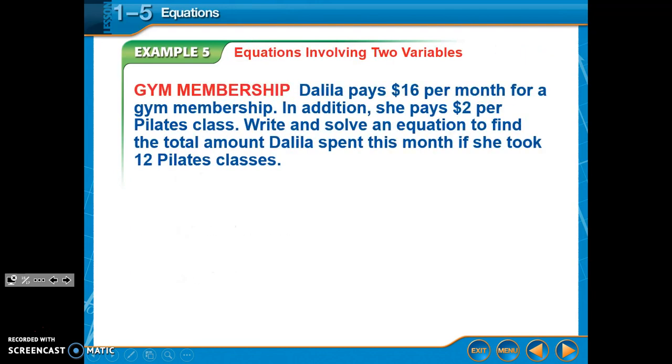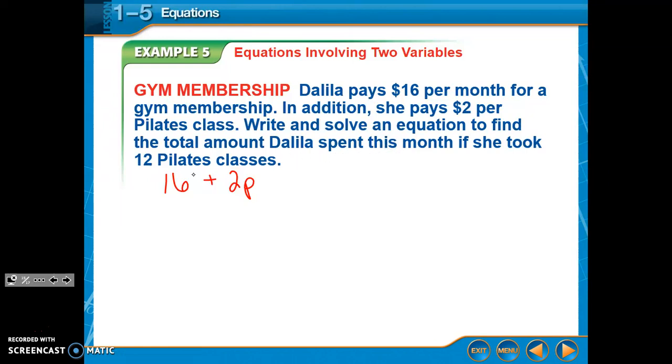And number 5. Delilah pays $16 per month for a gym membership. In addition, she pays $2 for her Pilates class. Write and solve an equation to find the total amount Delilah spent this month if she took 12 Pilates classes. Within the month, she's paying $16, and then for each Pilates class she takes, she pays $2. So 16 for the month plus the $2 for each Pilates class.